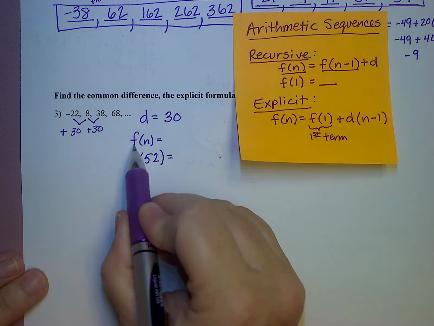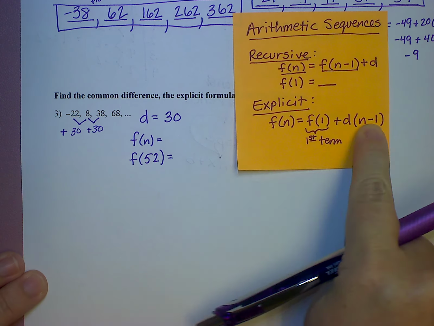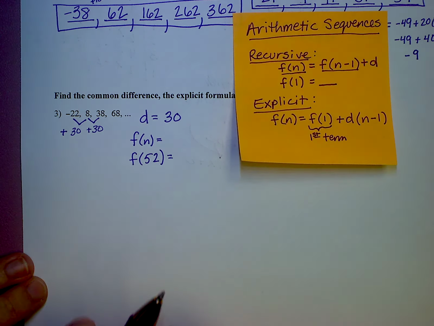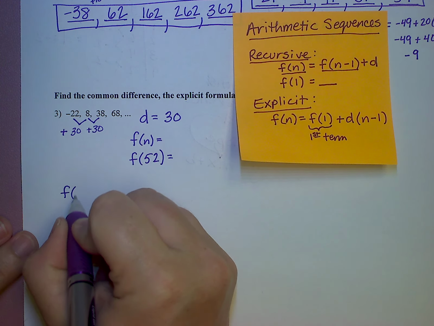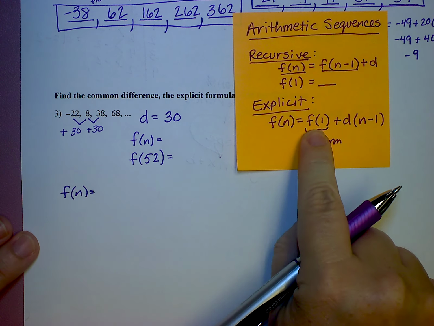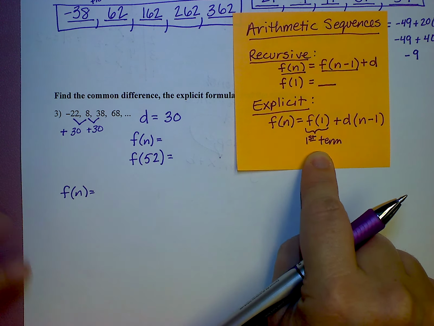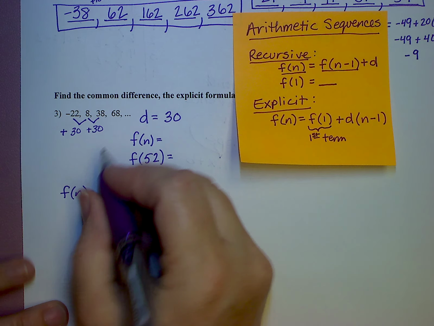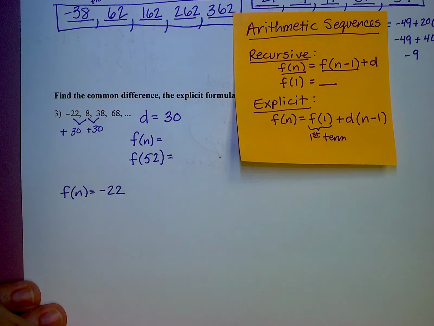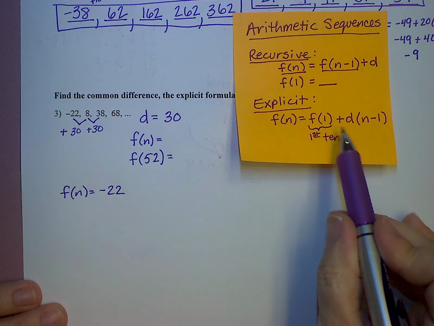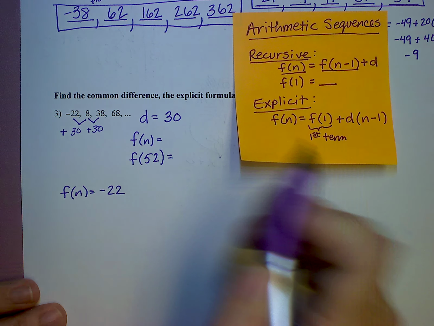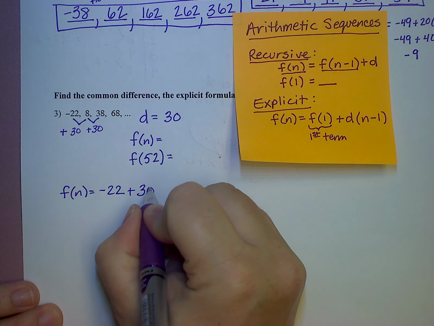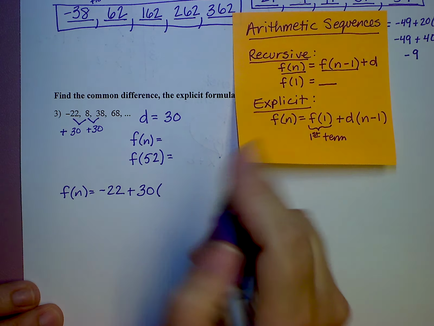Okay. Now let's talk about our f of n thing. This is where I'm going to show you how to go from this formula to the simplified form that we saw in number 2. So I start off with f of n equals. It says f of 1. That's the first term. What's the first term in this sequence? Negative 22. That's the first thing I write down. Then I write down plus d, and I found out that d was what? 30, parentheses, n minus 1.